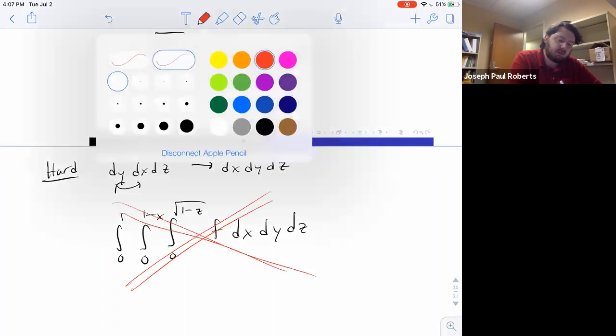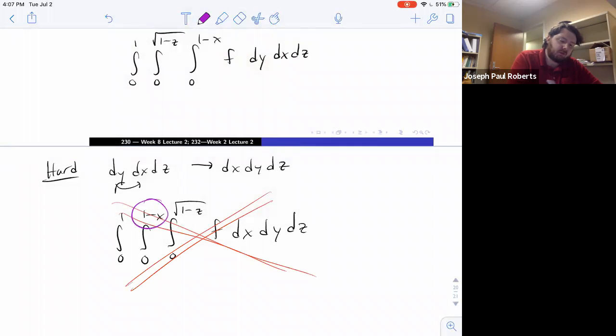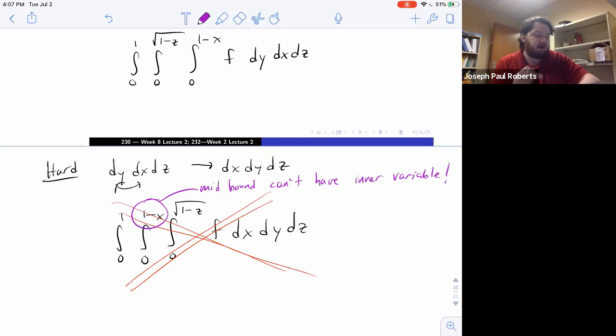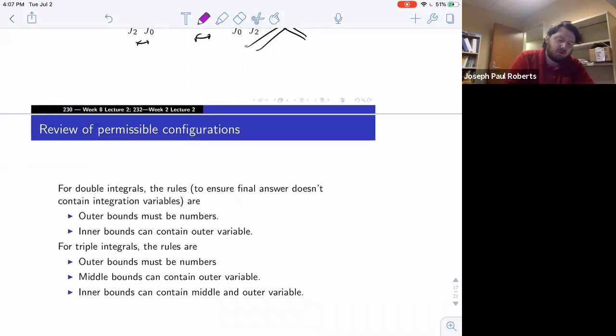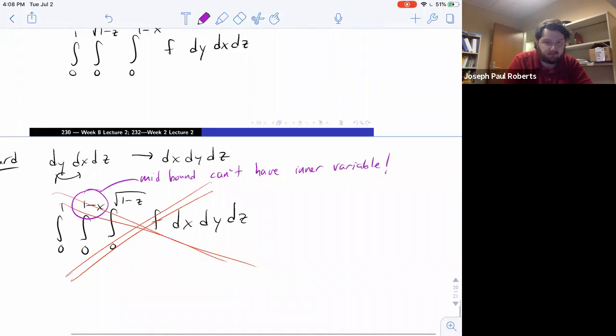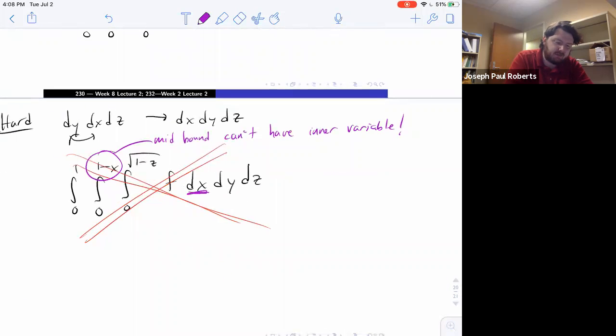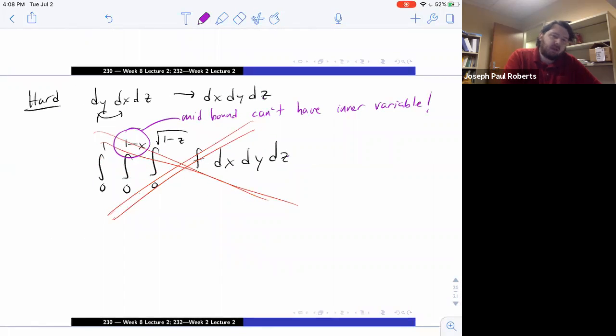It's bad because the middle variable, or sorry, the middle bound can't have the inner variable. You're only allowed in your bounds to have stuff that appears outside. So if you scroll back up, middle bounds can contain the outer variable, not the inner variable. So x is inside of where it's appearing here. That's no good. So we can't just do the naive switch. We actually have to draw the picture and do it like a double integral.